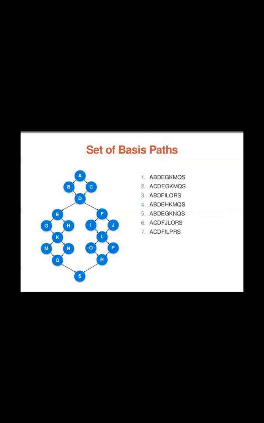So the path differs based on the choices you make in your basis path testing. And our aim is to cover the entire node at least once by following a particular path. We should not leave any node untouched. You got the idea?